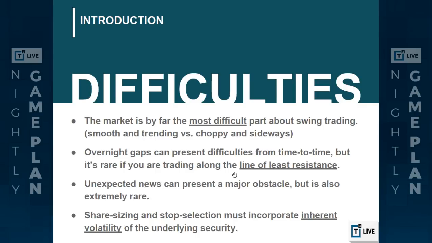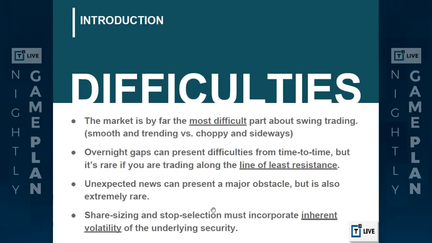Overnight gaps can present difficulties from time to time, but it's rare if you are trading along the line of least resistance. Unexpected news can present a major obstacle, but it's extremely rare. Not only that, most of the gaps, if you're trading in the right direction, are going to be in your favor, not against you. Again, the news goes along the line of least resistance. So if you know what you're doing, most of the time you're going to capture these gaps or these unexpected news announcements.